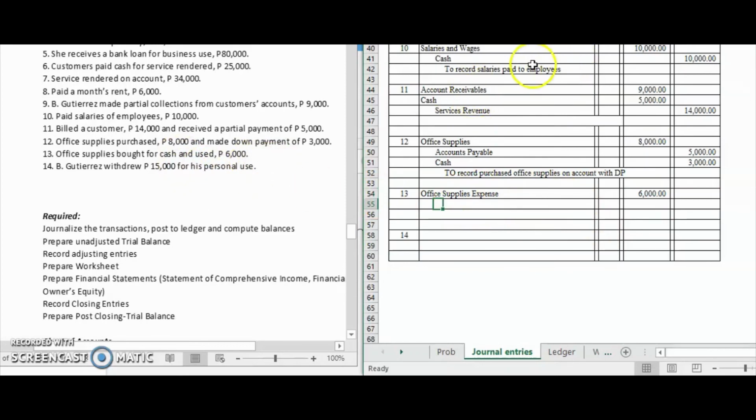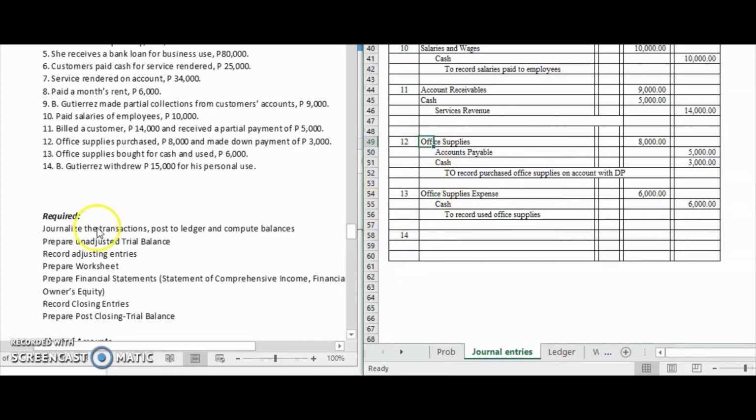And then, since you bought it, naglabas ka ng pera, so there is a decrease in cash. That's why we have to credit it. Okay? And then to record used office supplies. That is the journal entry for number 13. Office supplies is an expense. Office supplies expense is an expense. Cash is an asset. Accounts payable is a liability. Office supplies is an asset.